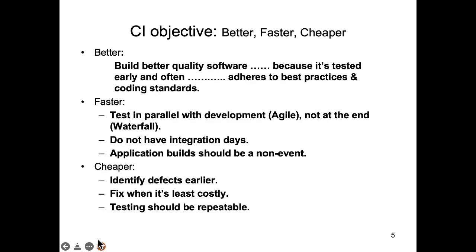But this slide is pretty much saying the same thing as the previous 2 ones. It's just a nice kind of catchphrase. The whole point of continuous integration is to produce better quality code, produce it quicker, and produce it more cheaply. So I won't go through those points.